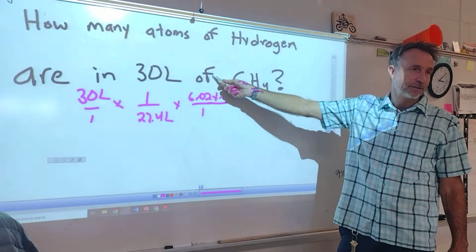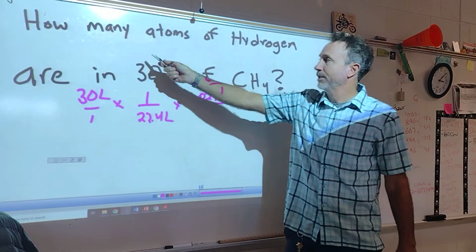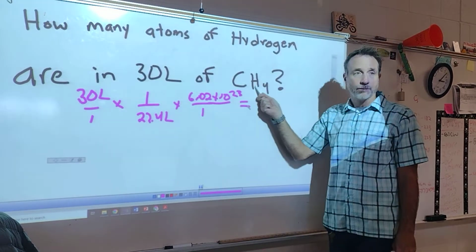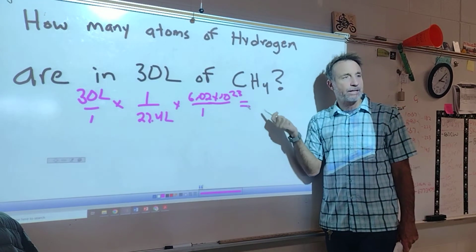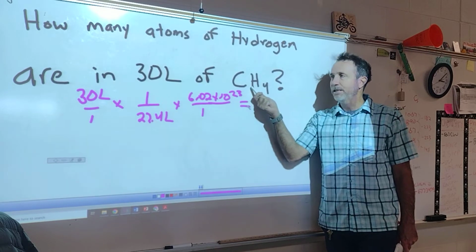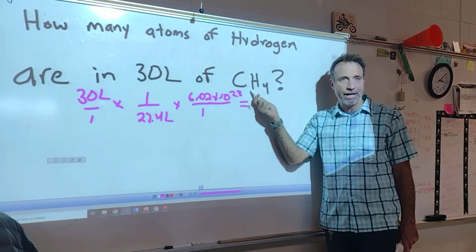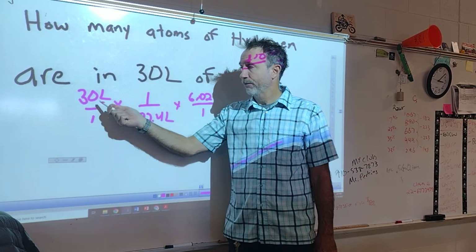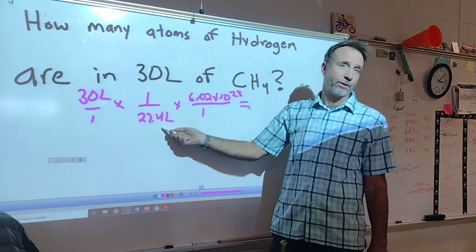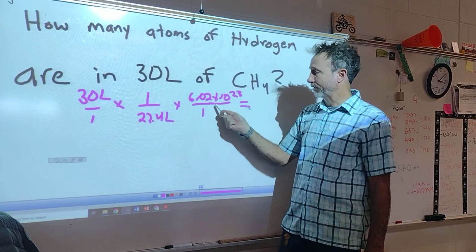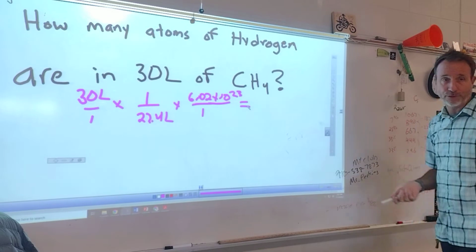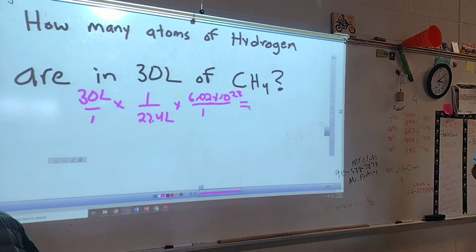This says, how many atoms of hydrogen are in 30 liters of methane? The first thing you should say is, how many molecules of methane do I have? You've been doing this problem for 3 days in class. 30 liters over 22.4 gives you that many moles, times 6.02 times 10 to the 23rd gives you that many molecules. So the first thing we would do is this. How many molecules does that give you?